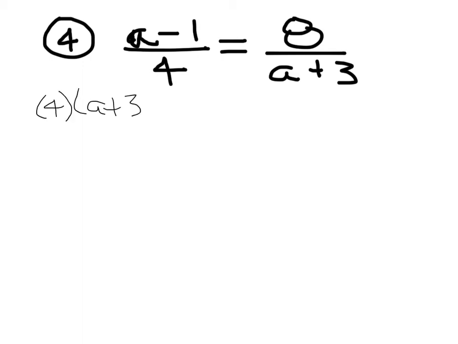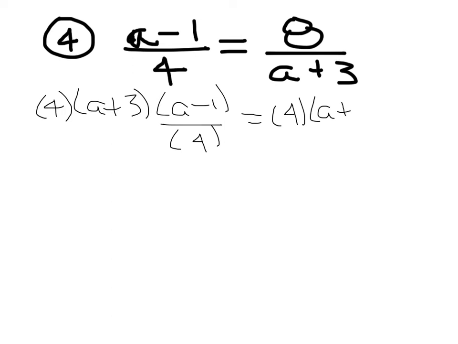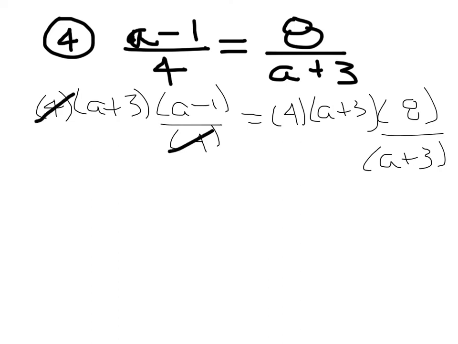So I'm going to multiply that by the term on the left. And by doing so, I'll get rid of this 4 in the denominator. And on the right, I will multiply also a 4 and an a plus 3 by the 8 over the a plus 3, which results in the a plus 3's canceling out. So what I can do now is I can reduce and write what remains. Well, the a plus 3 times the a minus 1 requires a little bit of work here.